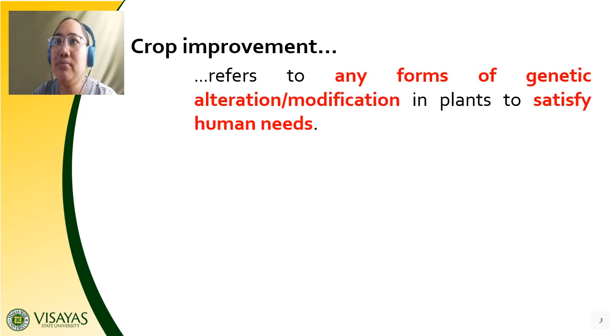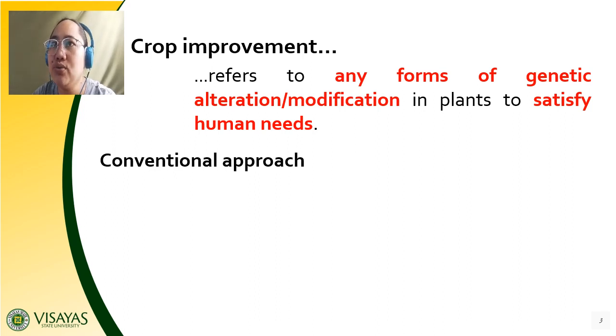So let us first define what is crop improvement. Crop improvement refers to any form of genetic alteration in plants to satisfy human needs. And there are two approaches of crop improvement. You have the conventional approach, which refers to the methods of crop improvement which use proven and tested older tools in manipulating the genetic makeup of the target plant. So the conventional approach is also known as the traditional or classical plant breeding.